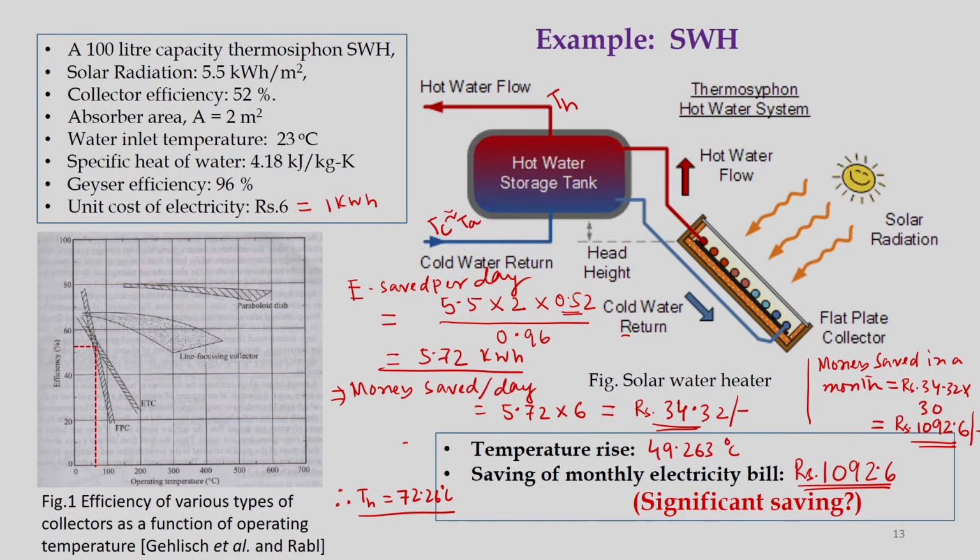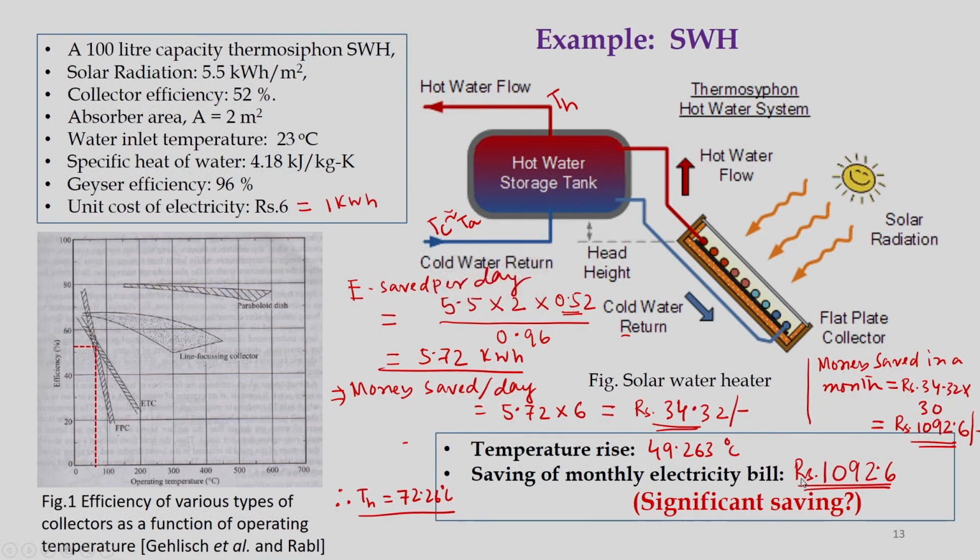From this analysis, what we can conclude is that we can straight away replace our conventional electrical geyser by using the solar water heater, and if we do so, how much benefit we will get is clear to you now. So, if its capacity is 100, from that we can save a really significant amount of money.